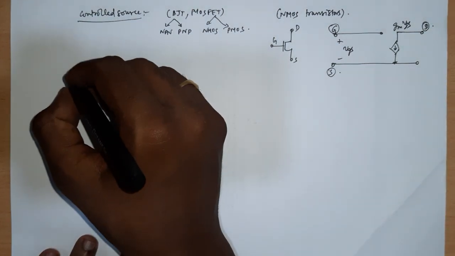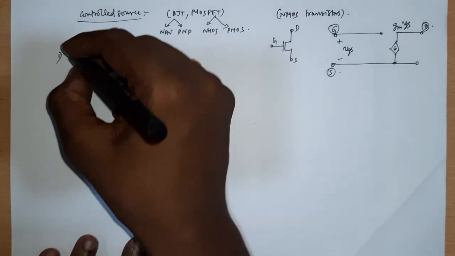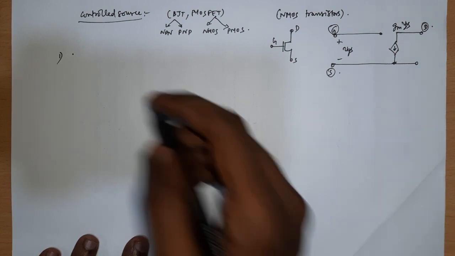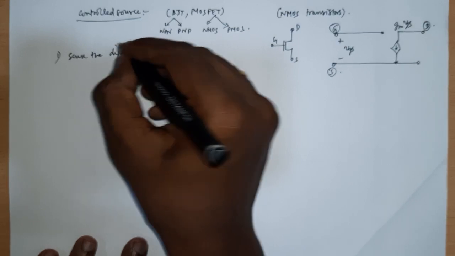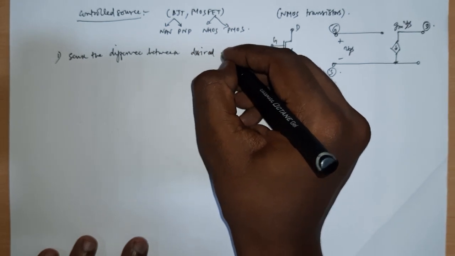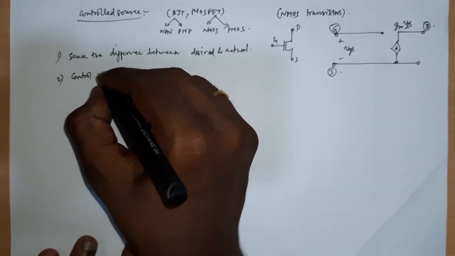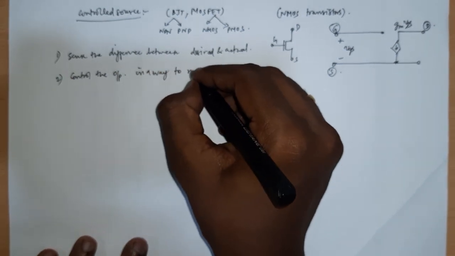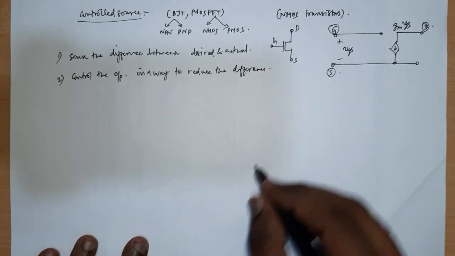Now I have to build my control sources using this NMOS transistor. So first of all, as I said, in order to have a negative feedback, the first step is to sense the difference between desired and actual, and the second step is you control the output in a way to reduce the difference, right? We know this.